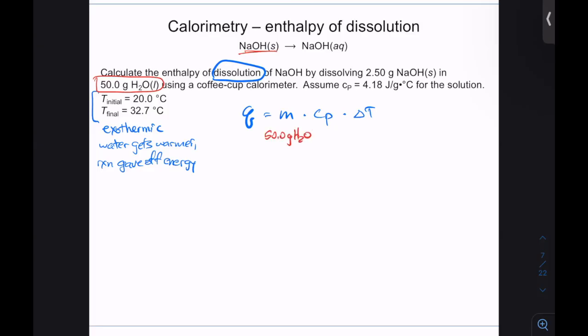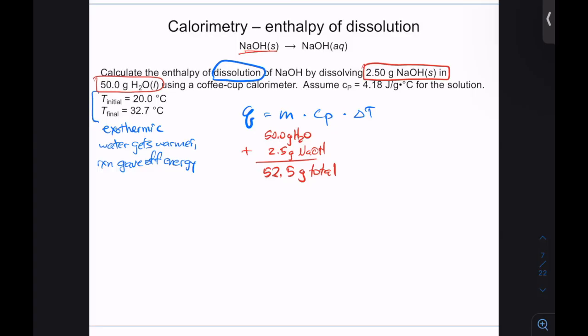But in this case, we need to add the mass that we're dissolving, plus 2.5 grams of NaOH. So the total mass that the thermometer is going to be in contact with once that sodium hydroxide has dissolved is actually going to be 52.5. When you're dissolving a solid into the water that's in the calorimeter, you need to add the mass of what's being dissolved. Because in the end, you're going to have an aqueous solution, and that's what the thermometer is in contact with. That's the surroundings that you're measuring.